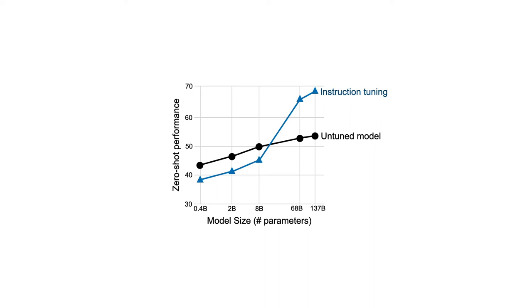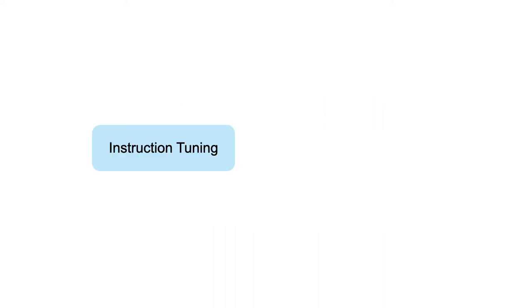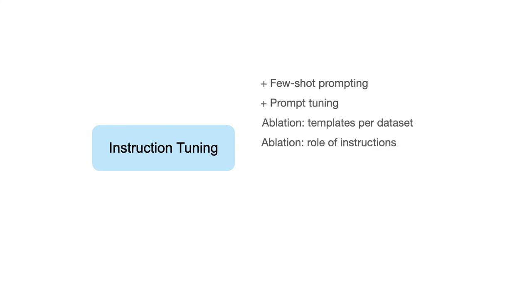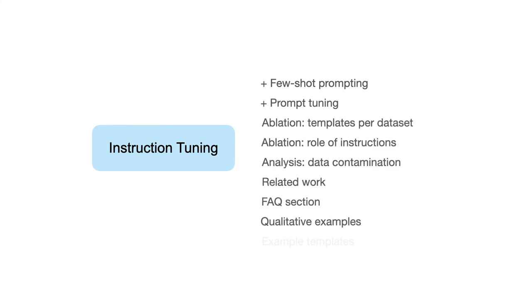One hypothesis for why this happens is that at smaller model sizes, learning a large number of tasks fills up the capacity of the model parameters, and so it cannot generalize well to new tasks. The rest of the paper details various ablation studies and further analysis. These experiments include how instruction tuning can be used in combination with few-shot prompting or prompt tuning, as well as additional ablation studies on the effect of templates per dataset and the role of instructions.